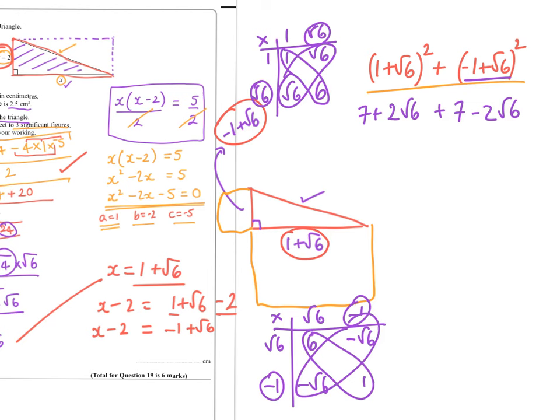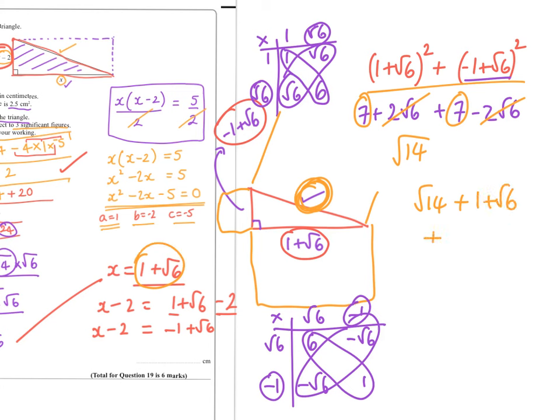So the interesting thing here is, and I've never done this question before, you've got 7 and 7 is 14, and these two cancel. So the area of that big square is 14. So to find this length here, I just have to square root it. So I get the square root of 14. So I've not used a calculator yet, and so the perimeter would be this length here as x plus this length here as root 6 minus 1.